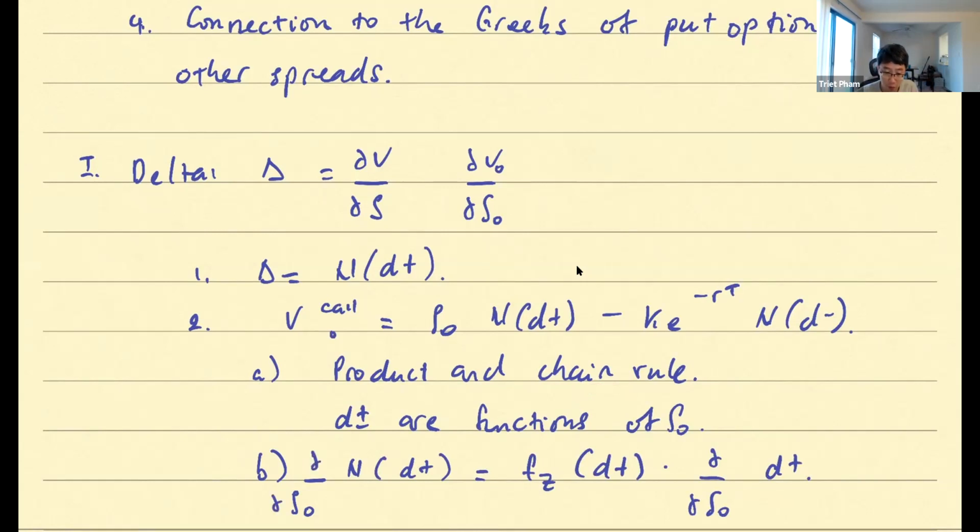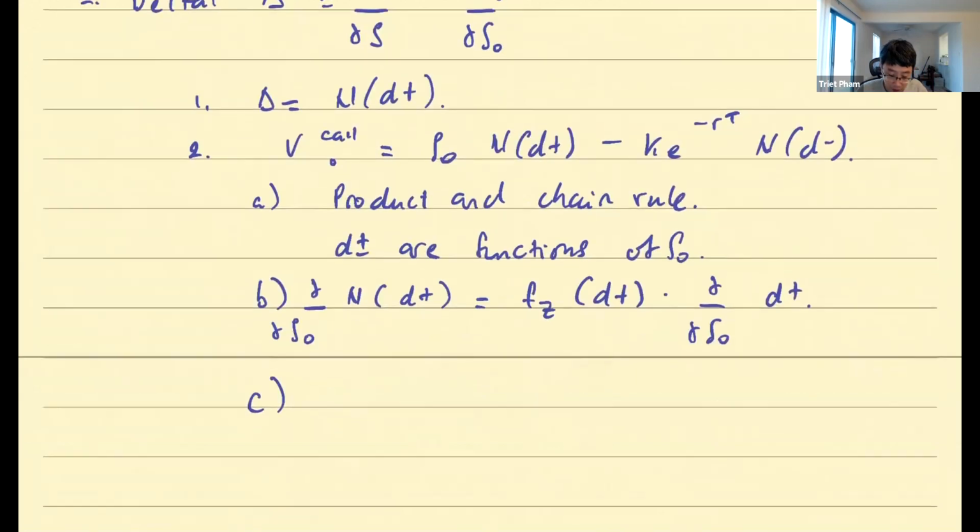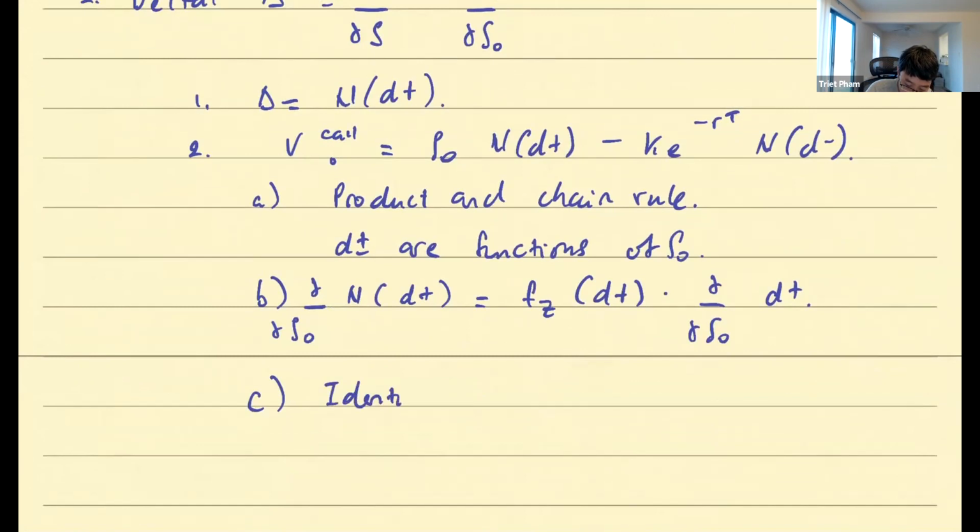And third, after you work all these things out, it will be a tedious expression anyway. The third part is you need to pay attention to one single identity that you will have to use, if you ever touch this. The identity is: S0 times the density at d plus equals K e to the minus RT times the density at d minus. It's an important identity, in the sense that you will see this again and again if you ever do the calculation. Oh, sorry, not capital N, right? N is wrong. It's lowercase f, the density.